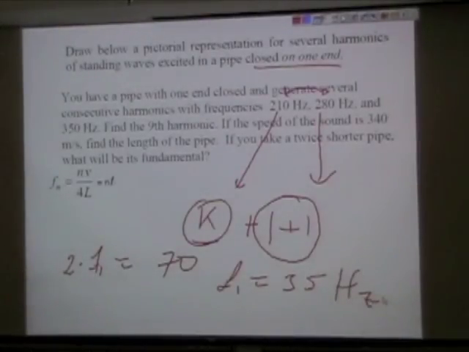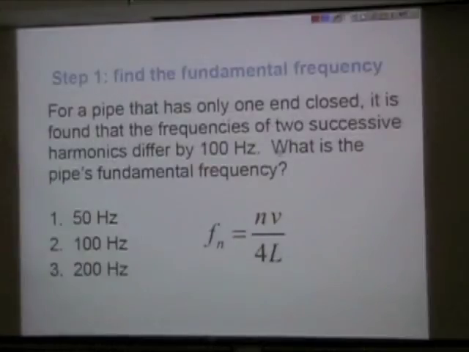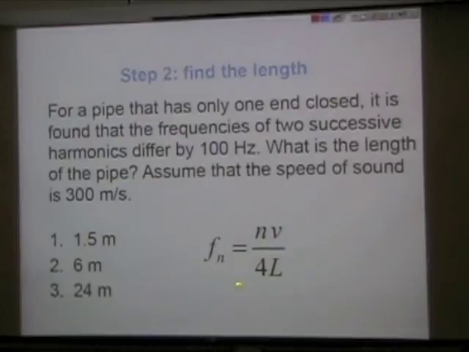And now we know the fundamental, we can answer all other questions. This is just another example of a reasoning like that. Again, one end is closed, and 2 consecutive frequencies differ by 100. So we just said this difference for this pipe has to be equal to fundamental times 2. So the fundamental is supposed to be equal to 100 divided by 2, which is 50. And now, since we know the fundamental, we can calculate the length.